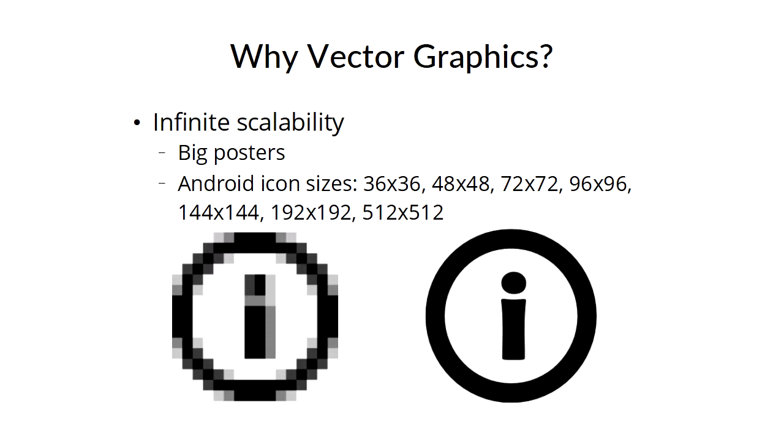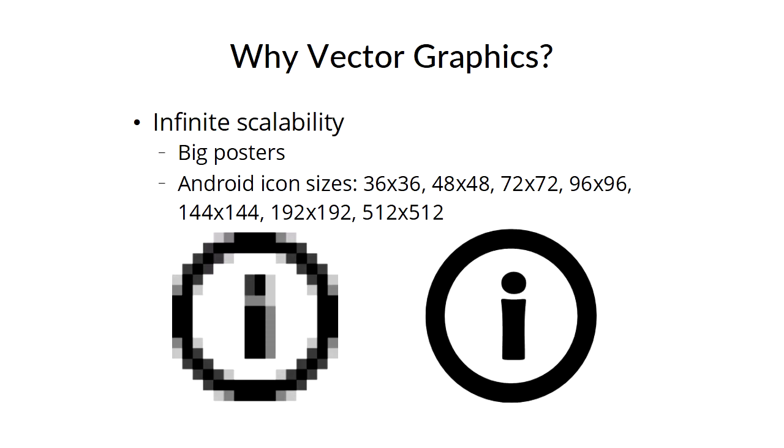A computer knows that the icon is a circle with an eye inside of it. When you scale the drawing up, the vector drawing tool can draw a larger eye and a larger circle at the resolution you need. And this sort of infinite scalability is useful for making really large posters because you can work at very high resolutions with no loss of detail. It's also useful when you have to make a lot of icons at lots of different sizes.